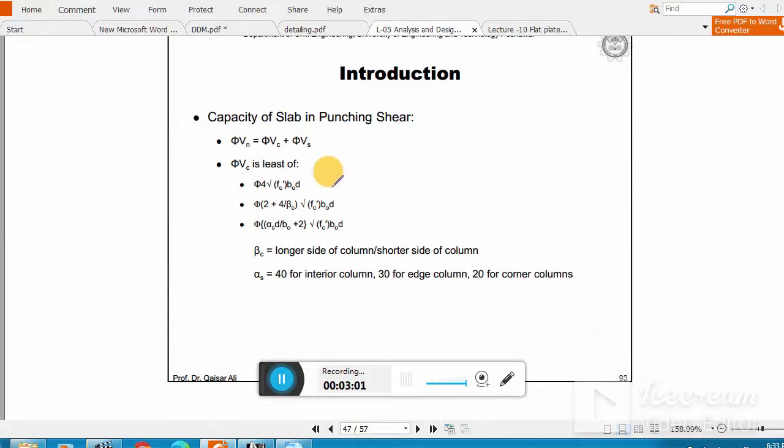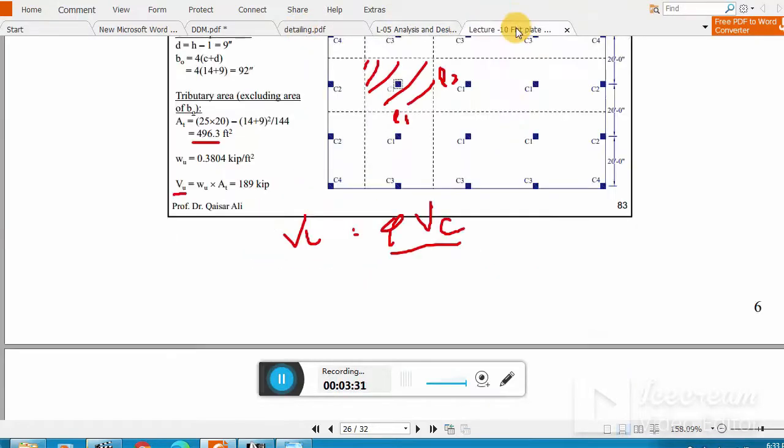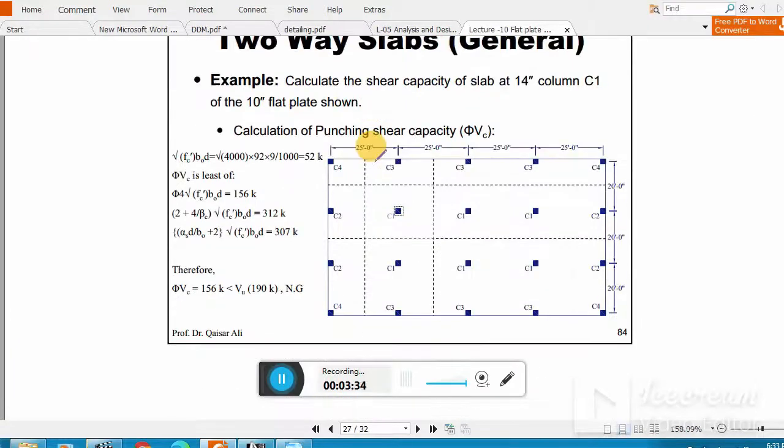these three equations. Okay, so in these equations you know your d, that is 9 inch, b0 you determined it, that is 92 inches. fc prime is 4 ksi, 4000 you have to insert, and beta is 1, that is the ratio of the longer side of the column to the shorter side of the column, and you know that is 1, and alpha s will be used as 40 for an interior column. So you just need to plug all the values into these three equations. You get 156 from the first, 312 from the second, and 307 from the third.